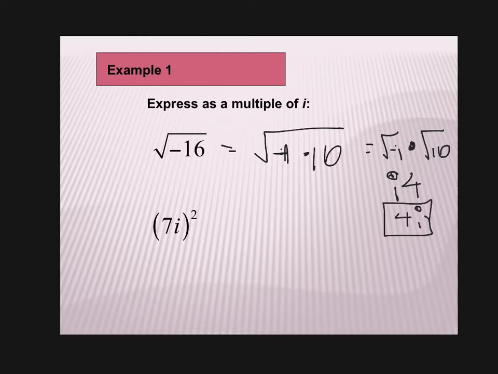So as soon as you see the negative, you want to pull it out. That's what I do. So this comes out as i, and then the square root of 16 would be 4. But that's the breakdown of it. Okay, that's the explanation of it.